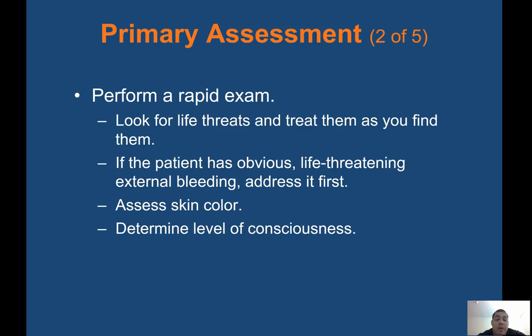So perform a rapid exam. Look for life threats and treat them as you find them. If the patient has obvious life-threatening external bleeding, address it first. Assess skin color. Does the patient look pale, cool, diaphoretic? It's probably going to be a good indication that they have some type of bleeding somewhere, because all their blood is shunting to their vital organs. All their blood's going to their core, so they're not going to have much blood in their peripheral extremities. Determine level of consciousness.